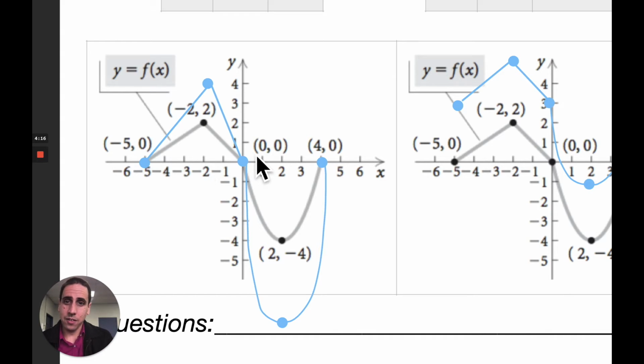If it's right on the x-axis, then you can see multiplying by 2 doesn't change anything. The y value still is 0.